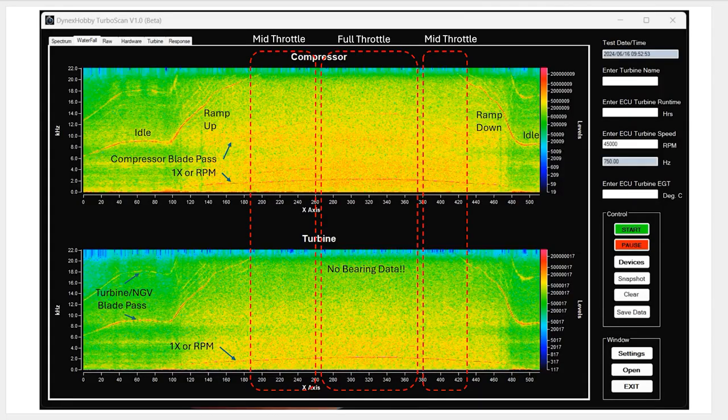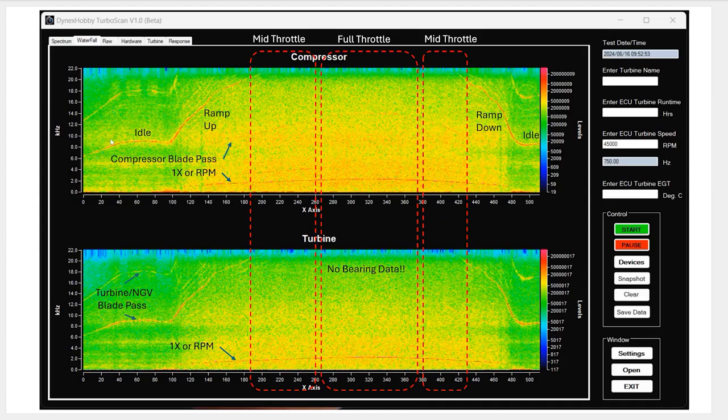Alright guys, now I've just taken a screenshot of the data that we recorded the other day, just so we can have a review. So immediately on the waterfall plot, you'll see the compressor and turbine data. I've broken the data into a few stages.